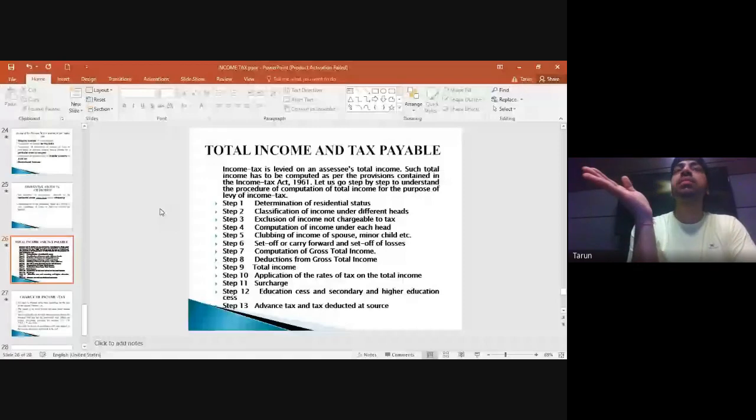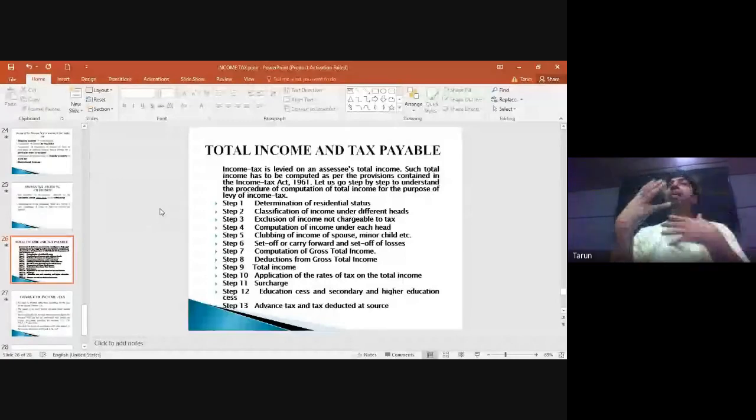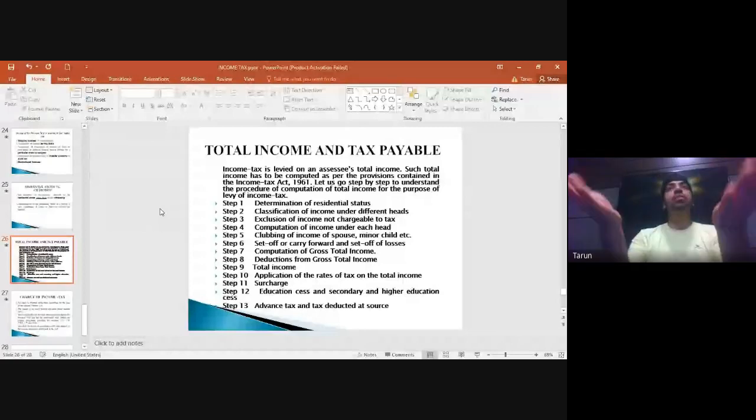That, to begin to find out, depends on the conditions and rules and regulations. So the first step is determination of the residential status of a person. The second step is classification of income under different heads. As I told you, how you classify the term persons, it would be an individual or it would be that.